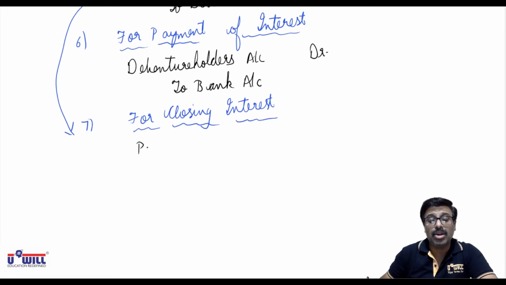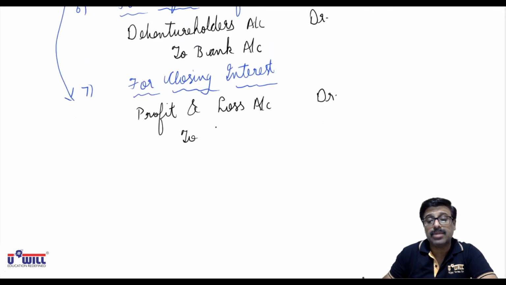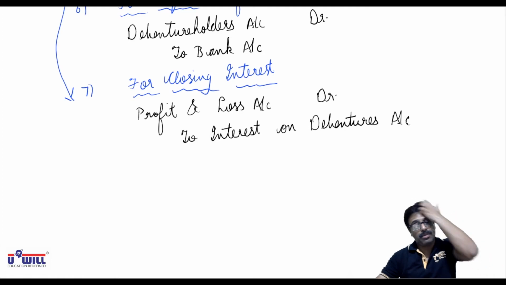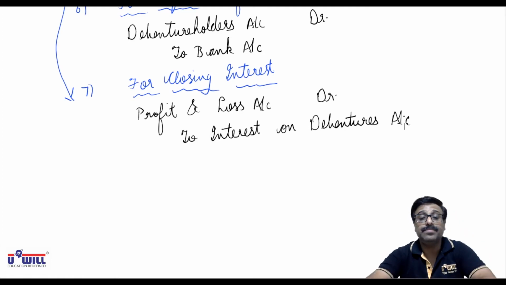So profit and loss account debit to interest on debentures account. So once again, every one of you go through the things properly, what entries are to be passed for this.